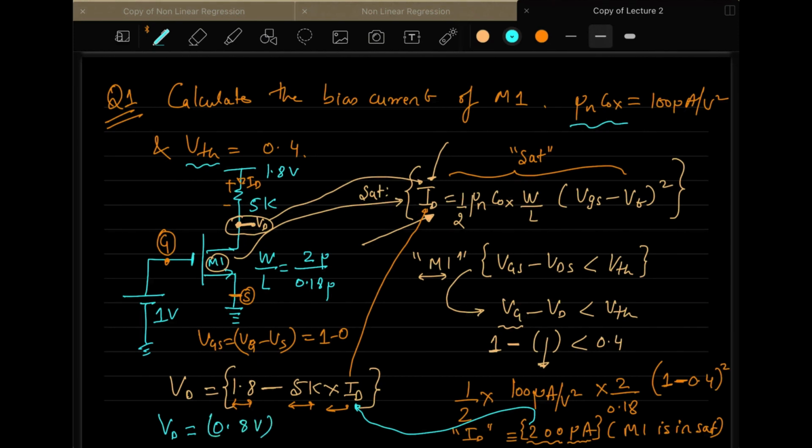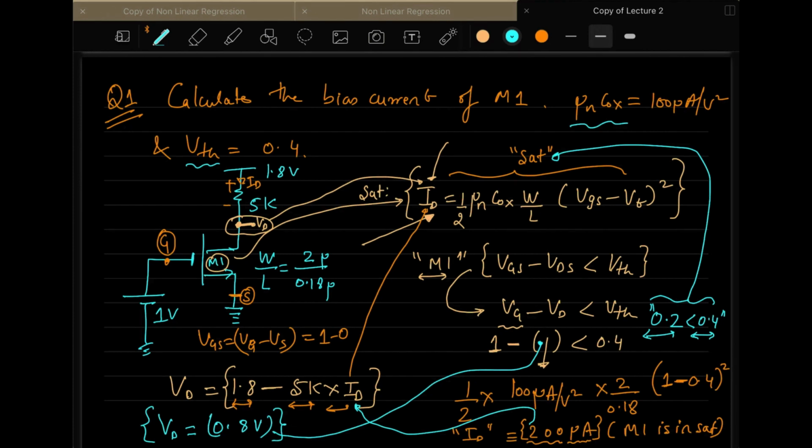If you do the calculation, then you will come to know that the value of VD is 0.8 volts. So now you have this value of VD, which is given as 0.8 volt. You substitute it here in this position, and you will get an inequality which says 0.2 is less than 0.4. So if 0.2 is less than 0.4, that means your inequality is satisfied. This shows that your M1 is indeed in saturation, which you assumed in the initial state. So this is the way this question has to be solved.